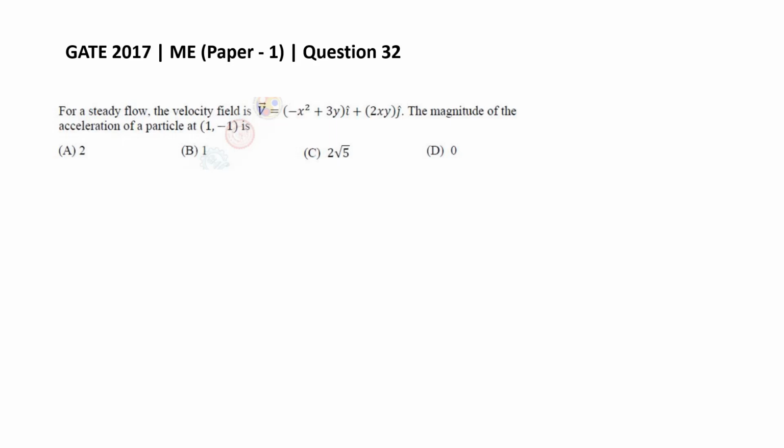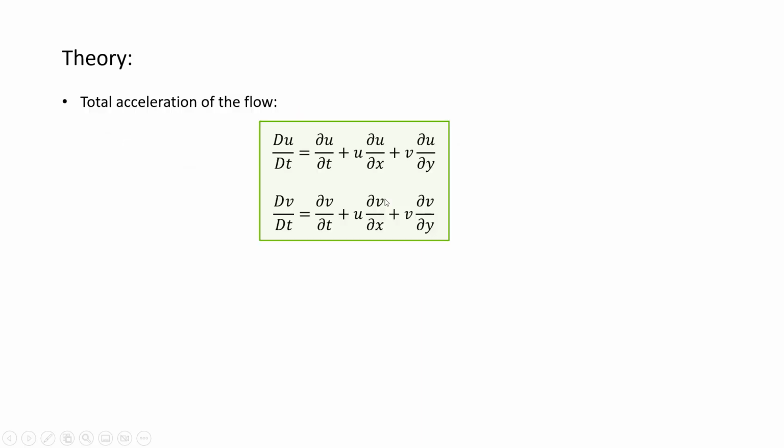The question is, for a steady flow, the velocity field is, and they have given a two-dimensional velocity field varying in the i direction and the j direction. They are asking us to calculate the magnitude of the acceleration at (1, -1). Those who had attended the last session, can anyone tell me how this can be done? It's pretty straightforward. Material derivative of V. Right, yeah, exactly. So let's see what the material derivative of V is.